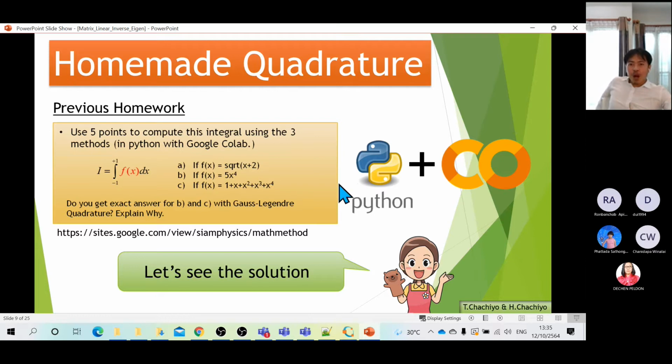In that problem, I have 5 points, and I want you to compute the integration of these 5 points using 3 methods. We have the trapezoidal, Simpsons, and then quadrature. Do that for 3 of these functions over here. Now let's go see the solution before we practice doing what we call a homemade quadrature.